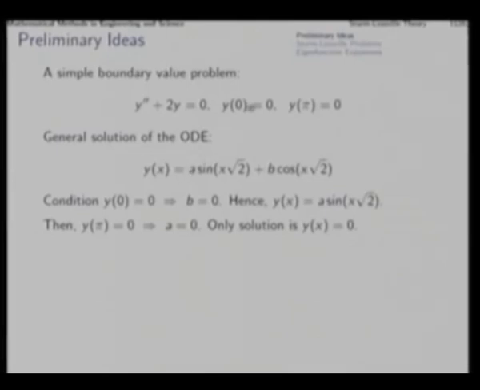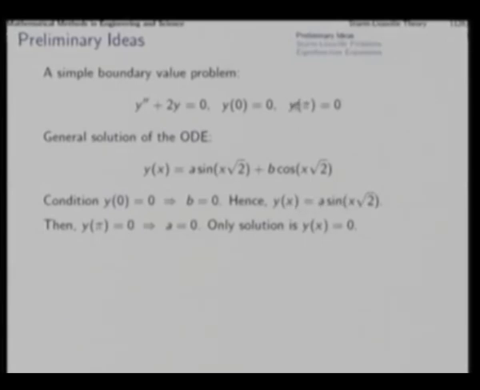Now, as we force this condition at x equal to 0, y is 0, then at x equal to 0 the sine term will vanish. So, we will find that b cos 0 is 0. Now, cos 0 is 1, so b equal to 0. From the first condition we find b equal to 0. Putting that, the solution reduces to only this much: y(x) is a sin(x root 2).